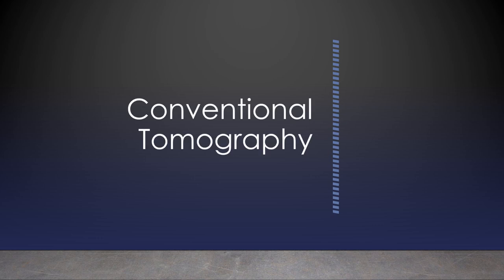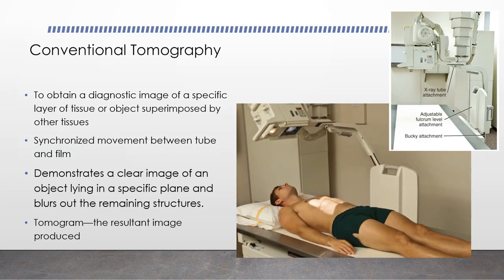Conventional tomography. To obtain a diagnostic image of a specific layer of a tissue or object superimposed by other tissues, a synchronized movement between the tube and the IR demonstrates a clear image of an object lying in a specific plane and blurs out the remaining structures. A tomogram is the resultant image produced. Here is an example of the old school equipment.